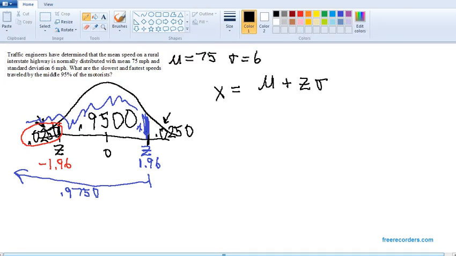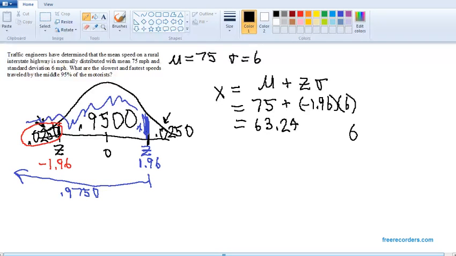Let's get the slowest speed first. So we plug in 75 for mu, negative 1.96 for z, and 6 for sigma. Doing the multiplication on our calculator first and then adding the 75 gives us 63.24, or to the nearest whole number, 63 miles per hour is the slowest speed.